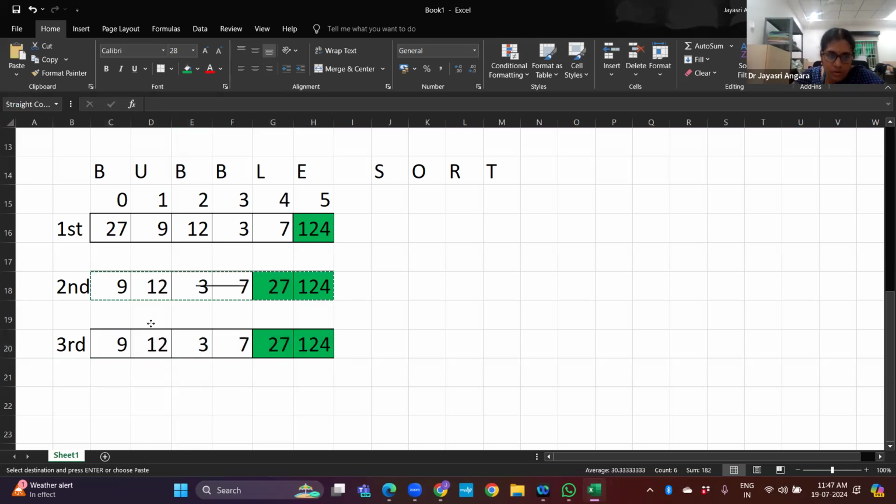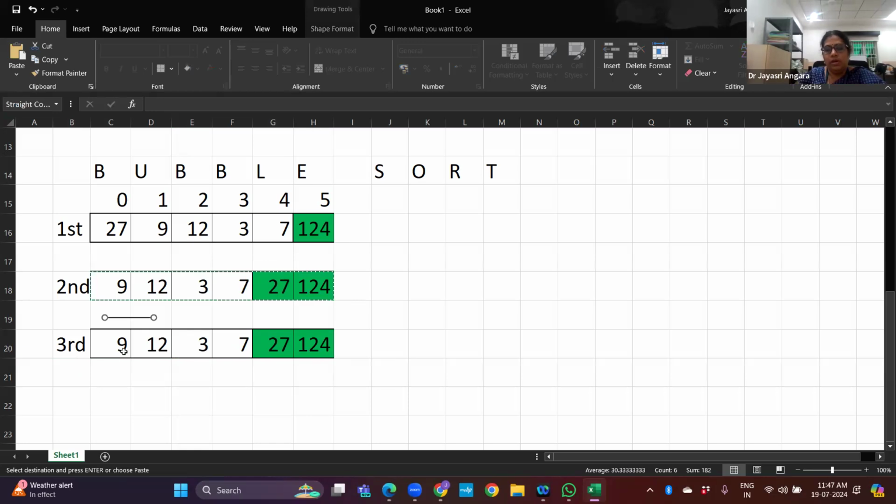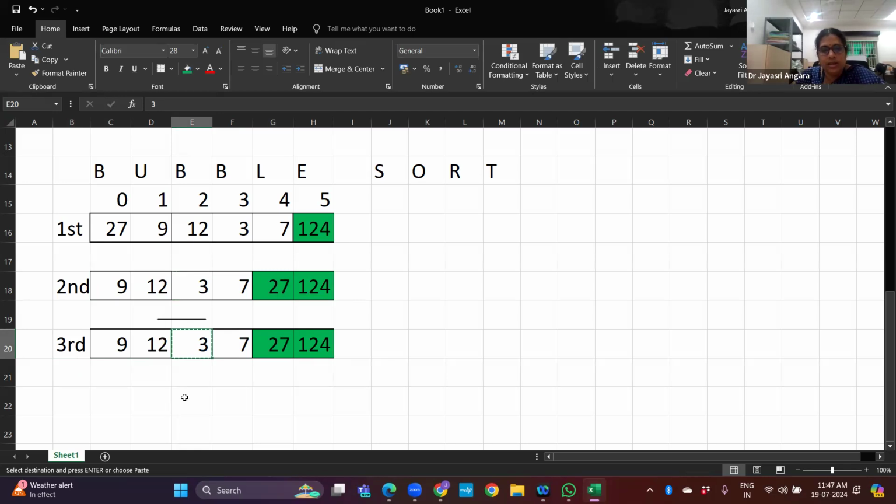Let us compare now 9 and 12. 9 is smaller than 12, so there is no swap required. Now 12 is compared with 3. 12 is larger than 3. Here there is a need for us to swap the numbers. 12 is occupying the position, and here 3 is occupying the position of 12.